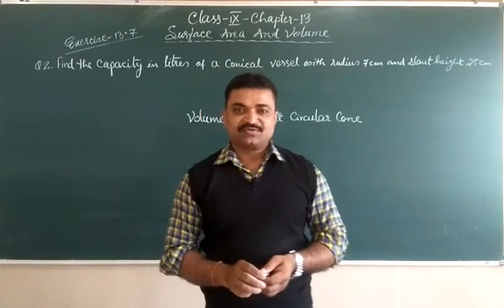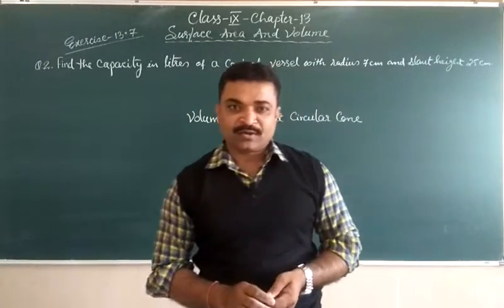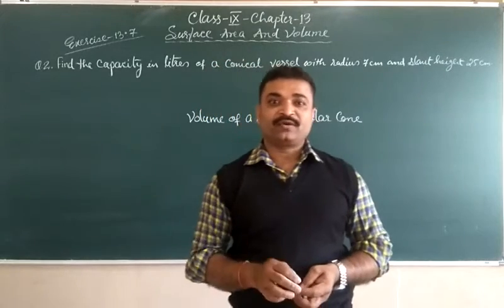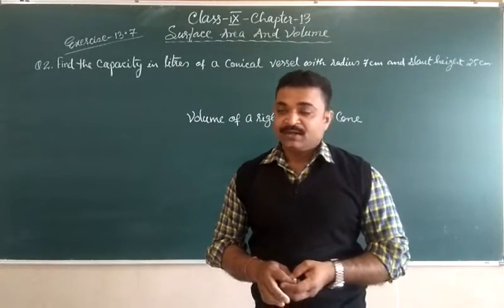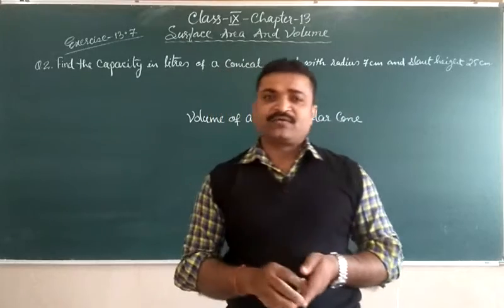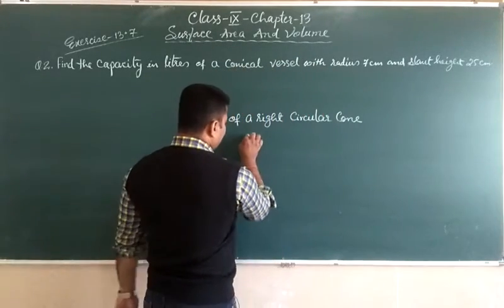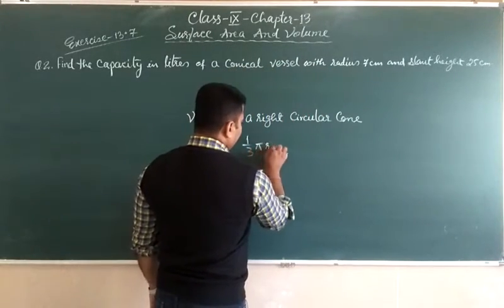Hello students, now we are going to cover our new topic, that is volume of a right circular cone. Students, what is the volume of a right circular cone? The formula is 1 upon 3 pi r square h.